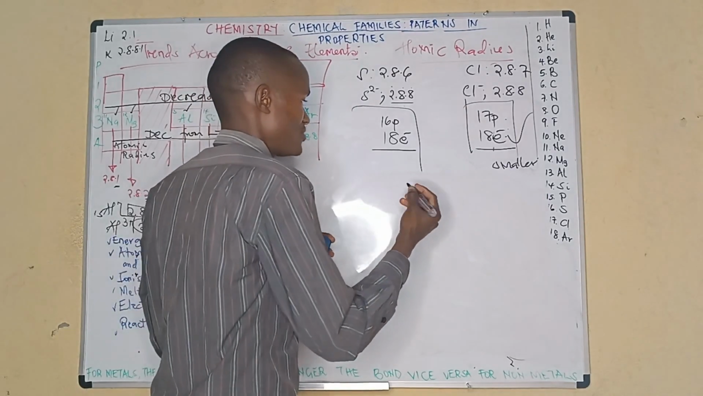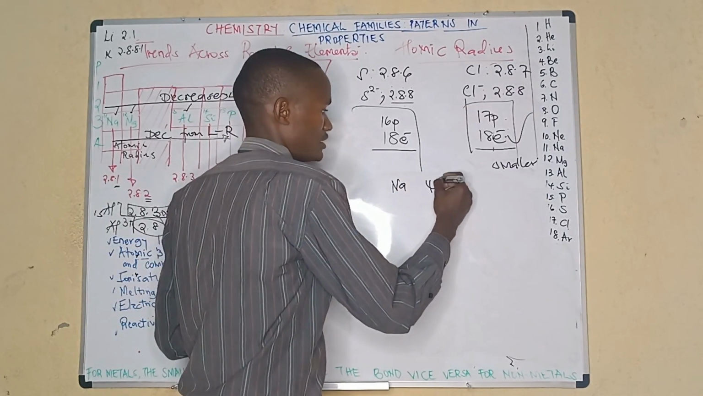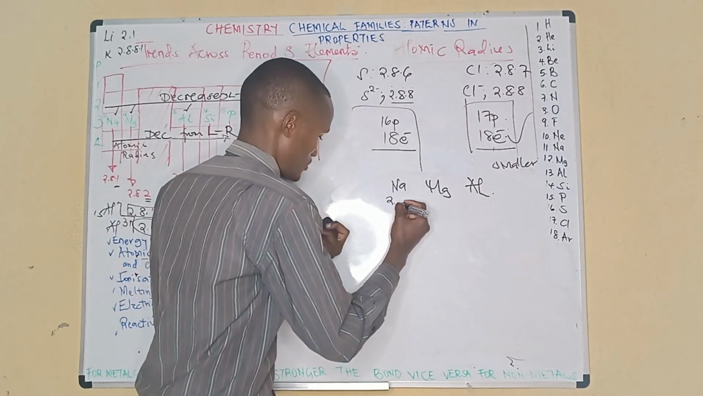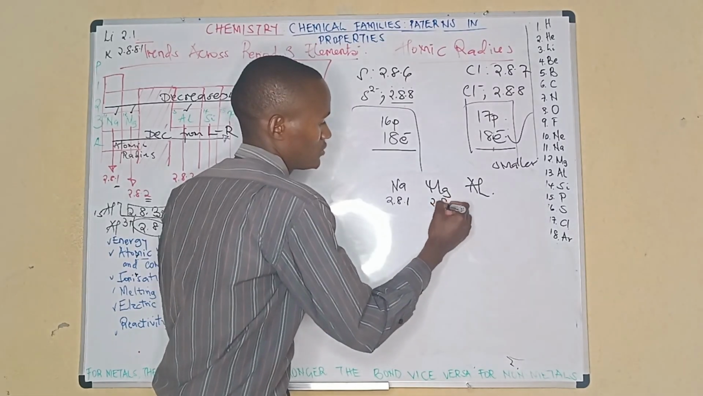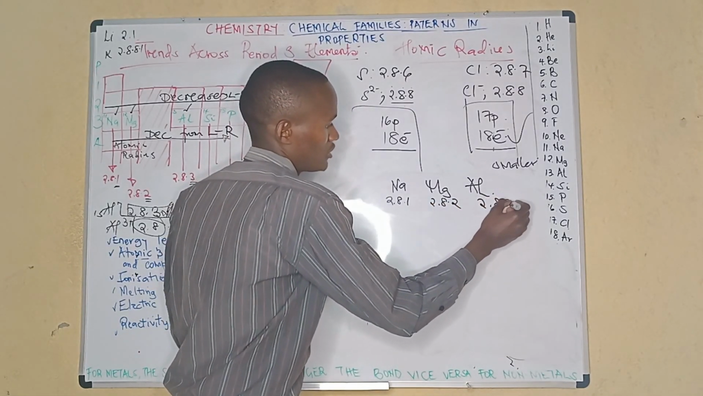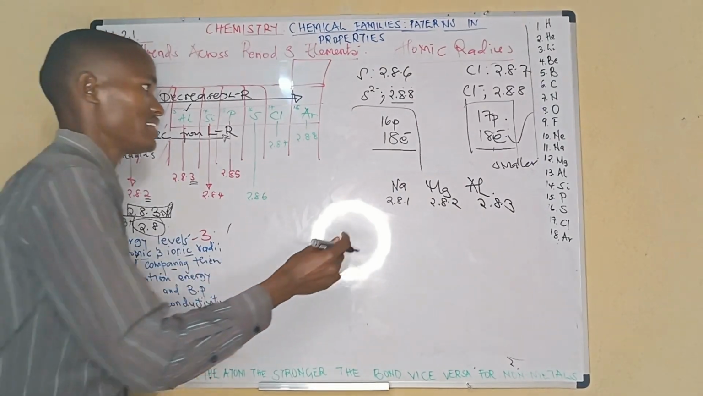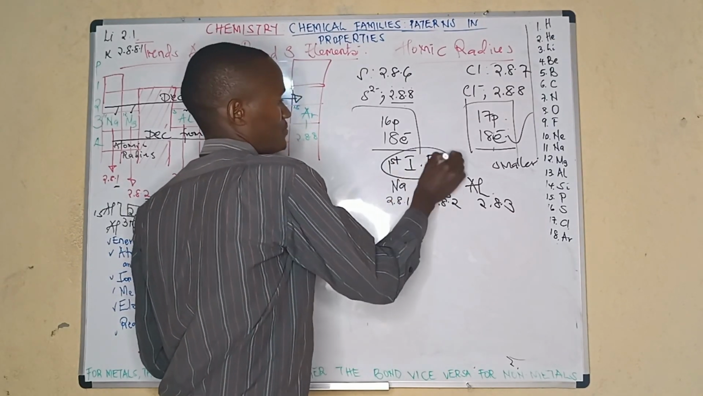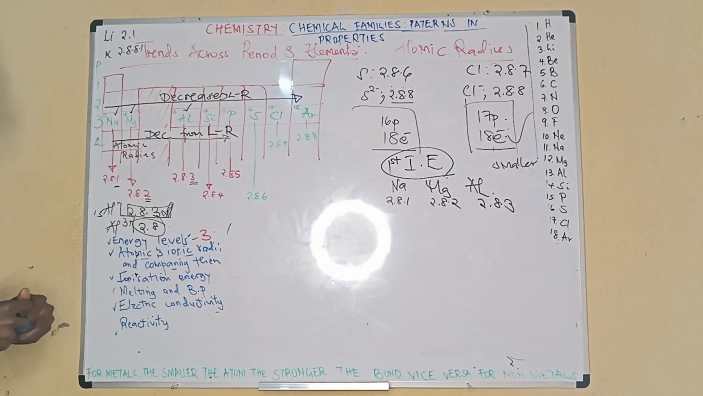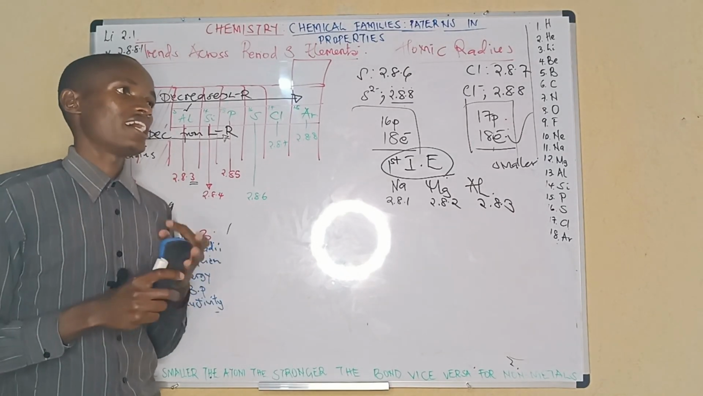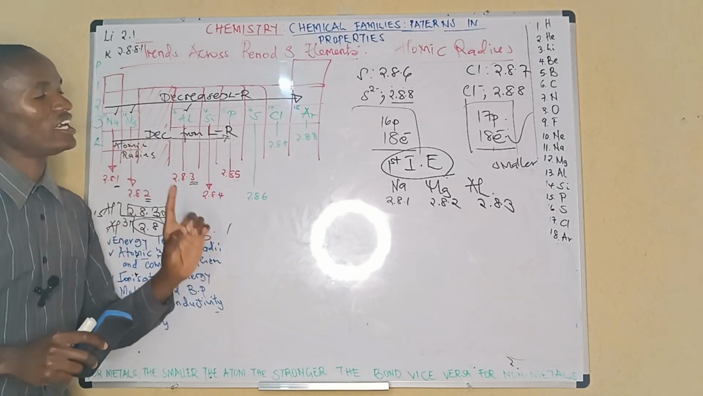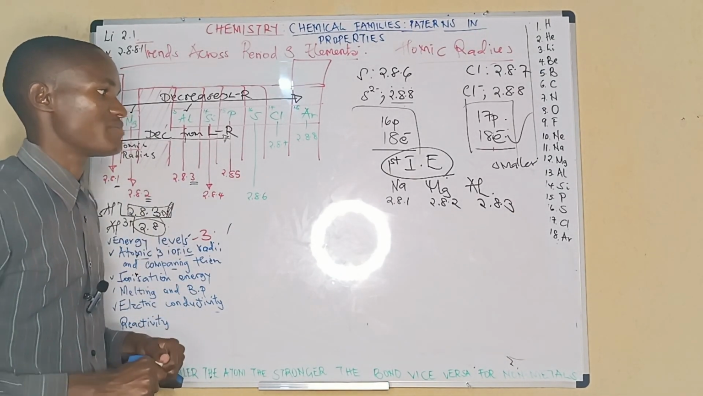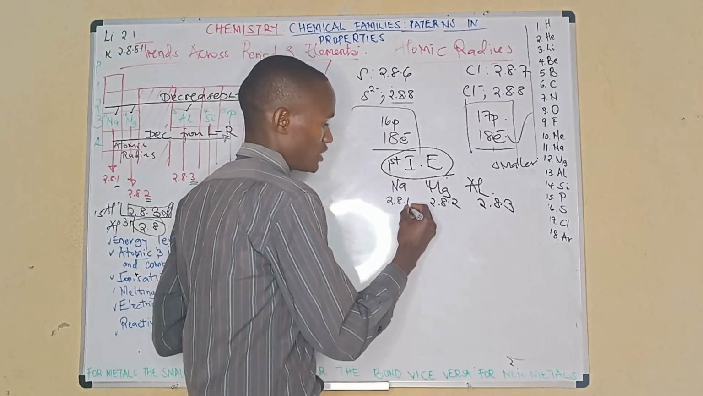What you want to do is compare sodium, magnesium, and aluminium. This one has configuration 2,8,1. This one has 2,8,2. Then 2,8,3. Good. We want to compare their first ionization energy. And what is that? It is the minimum amount of energy required to remove an electron from the outermost energy level of an atom in its gaseous state.